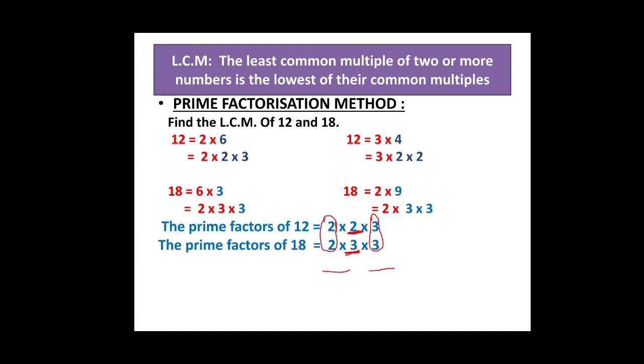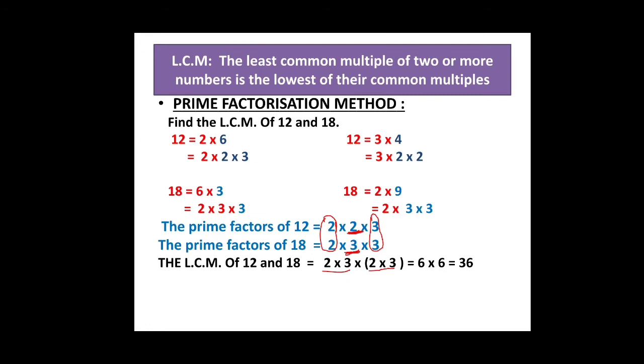Now, how to find LCM? See the common factors in 12 and 18. Here 2 is common, so round it. And if you see, 3 is common in both, so round it. Now from whatever numbers you have rounded, take one of the numbers from it. That means take only one 2 and take only one 3.